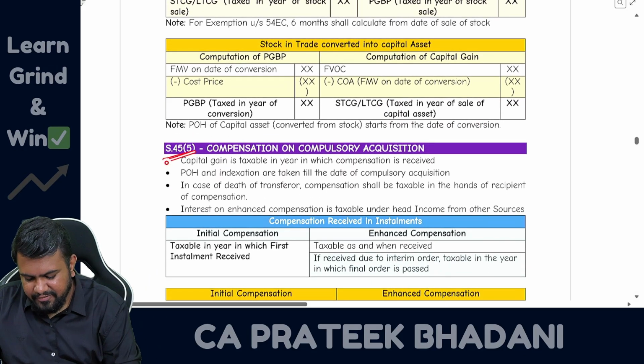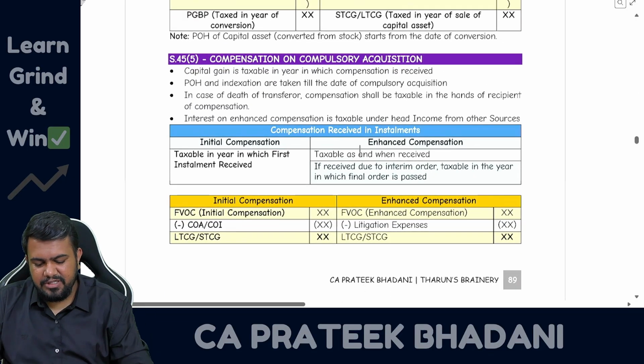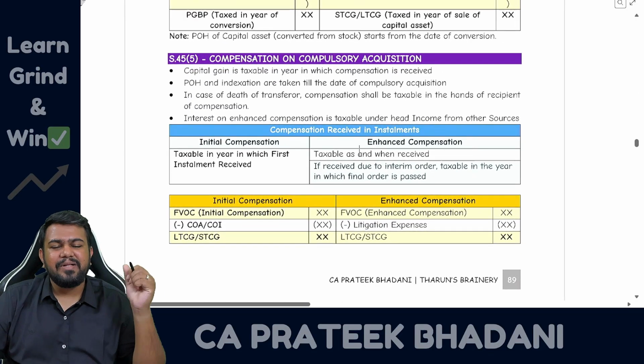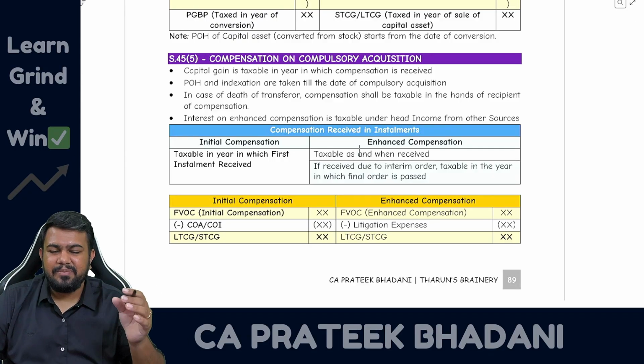Then section 45 subsection 5, compensation on compulsory acquisition. So compulsory acquisition means what? The government is coming and compulsorily acquiring the property and giving the compensation. This will be taxable in the year in which the compensation is received.